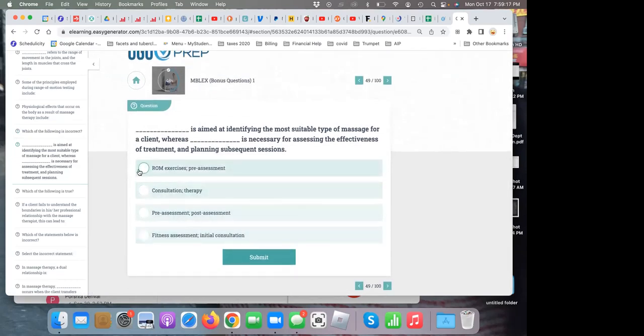Okay, moving on. What is aimed at identifying the most suitable type of massage for a client, whereas blank is necessary for assessing the effectiveness of treatment and planning subsequent sessions? So let's try fitting these in. Range of motion exercises is aimed at identifying the most suitable type of massage for a client, whereas pre-assessment is necessary for assessing the effectiveness of treatment and planning subsequent sessions.